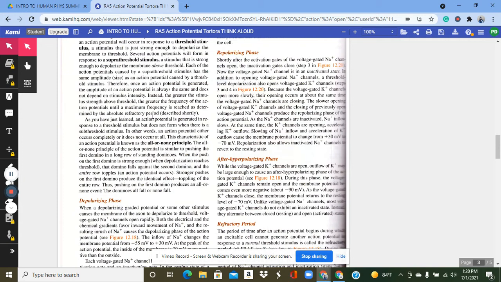Stronger pushes on the first domino produce the identical effect, toppling the entire row. Thus, pushing on the first domino produces an all or none event. The dominoes all fall or none fall at all. So yeah, I did learn about this all or none principle in my AP psychology class, and it's basically how I remember it. I think it's the principle that the amplitude of the action potential in a neuron is independent of the magnitude of a stimulus.